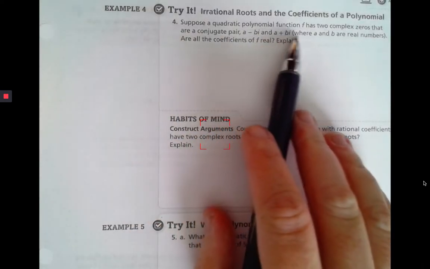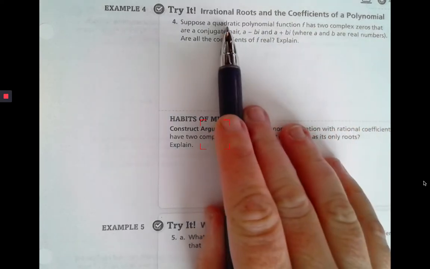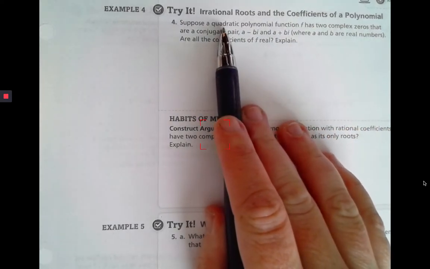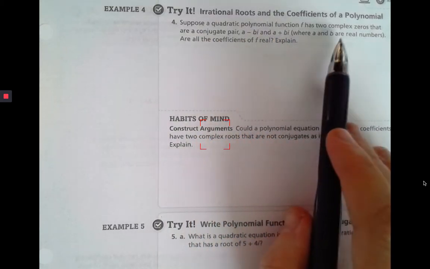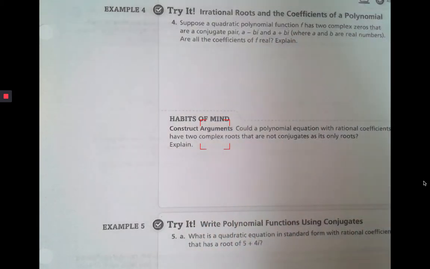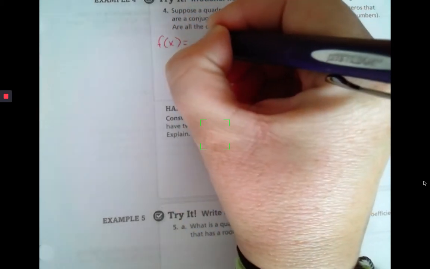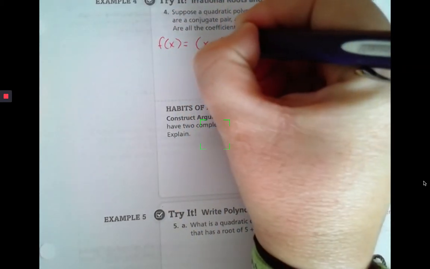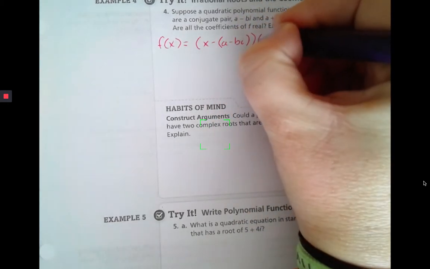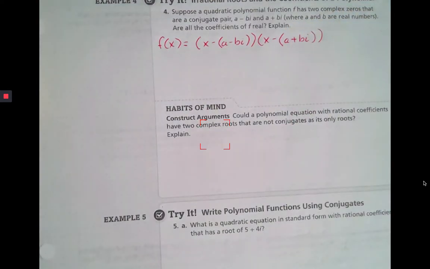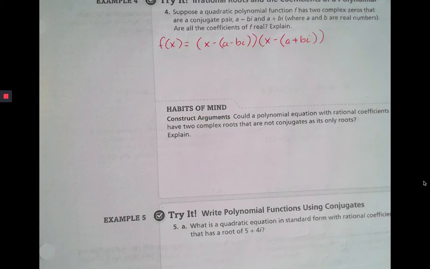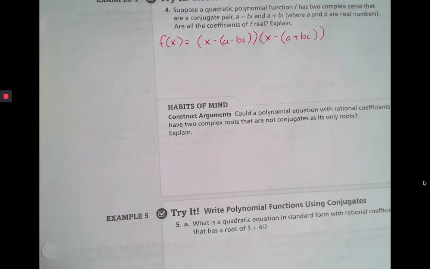Suppose a quadratic polynomial function has two complex zeros. So it's quadratic, that just means it's going to be x squared something. They are a conjugate pair, a minus bi and a plus bi, where a and b are real numbers. Are the coefficients of f real? Explain. So basically they're telling us that I've got two roots. I've got x minus a minus bi times x minus a plus bi. We're going to do it with these letters, but example 5, we're going to do it with some numbers, and I think it'll make a little more sense to you, or I hope it will.